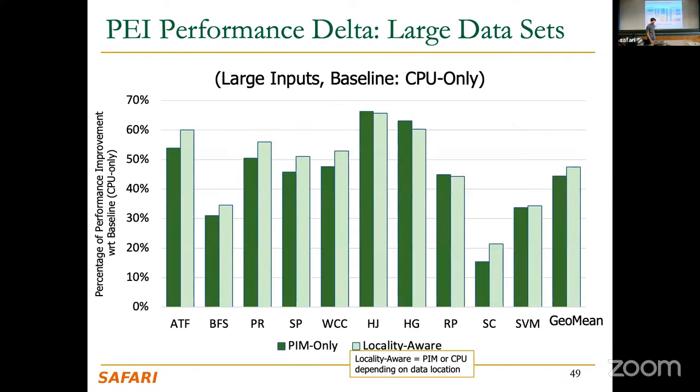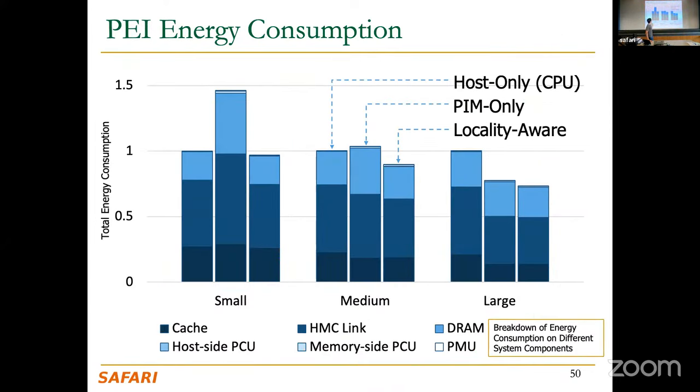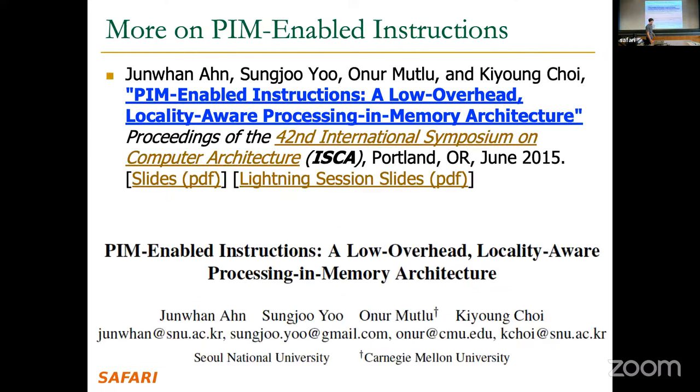So that's an example of a scheduling decision. These are some results that we already showed yesterday for large inputs. PIM is not always beneficial, or not as beneficial as it could be. The locality-aware execution can achieve a little bit higher speedup in most cases, and also additional energy savings in most cases, especially for small or medium datasets that more likely fit in the cache hierarchy. It makes sense to not always offload to the PIM and sometimes run on the host itself. You can take a closer look at the paper that is available there.